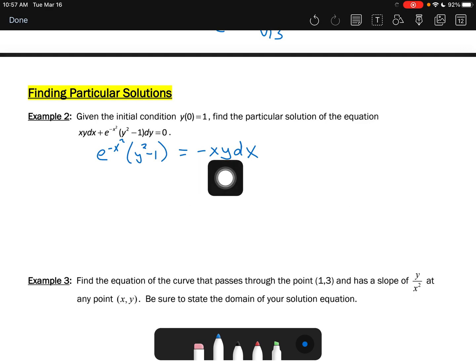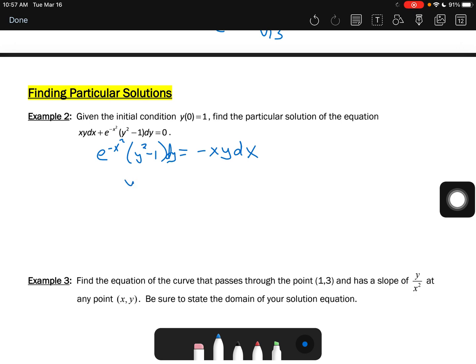Sorry about that. Okay, so what we want to do now, since I have, oh, I forgot to leave the dy on this side, so dy was there. Okay, so I have the y's and dy's here. I have some x's and dx's here, but I have to move this y by division over to this side, and probably divide this e to the negative x squared over to this side.